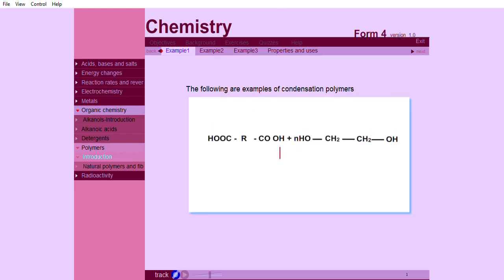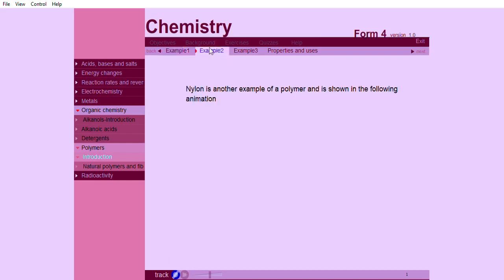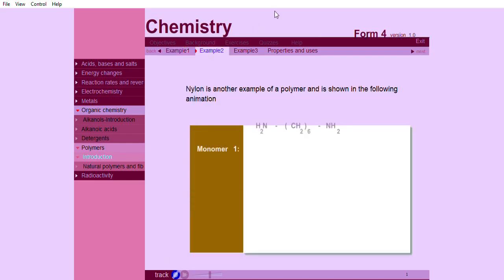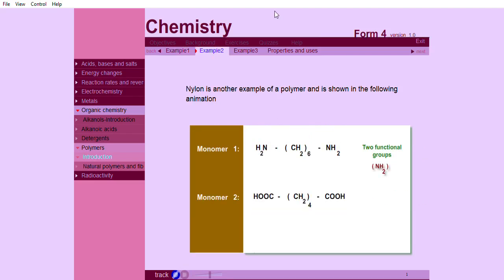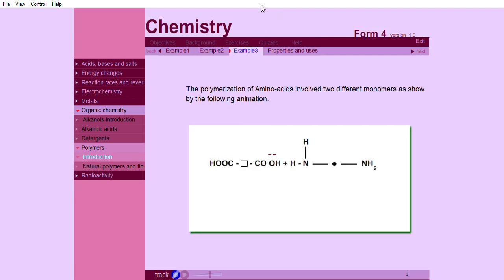The following are examples of condensation polymers. Nylon is another example of a polymer and is shown in the following animation. The polymerization of amino acids involves 2 different monomers, as shown by the following animation.